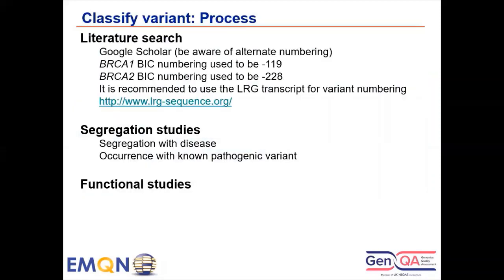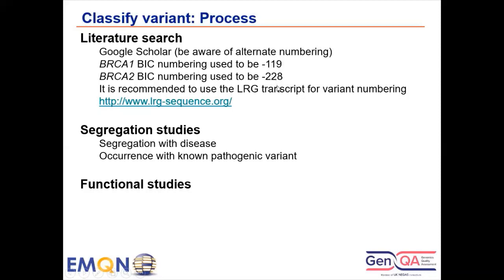In what's concerning literature search, how should you tackle this? Well, Google Scholar is a good way of quickly checking if a variant has been published. You can just put BRCA1 c. and then the alteration you want to look up. But you have to be careful in the past.